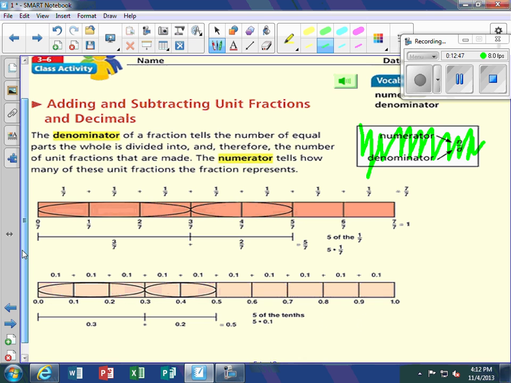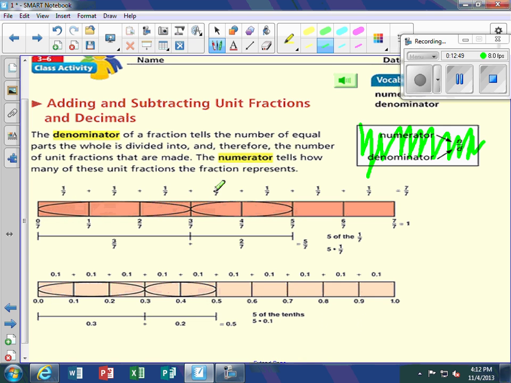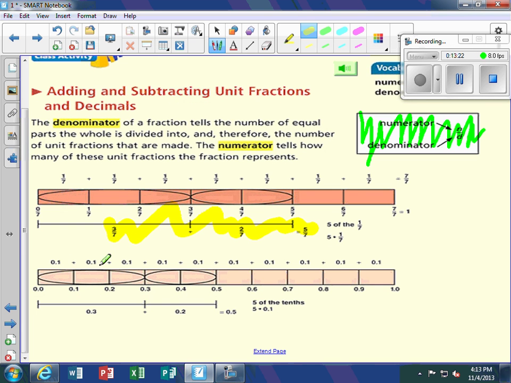So if you look right down here, 1/7, 1/7, 1/7, and so on, 7/7. 0/7, 1/7, 2/7, 3/7, 4/7, 5/7. So 5 of the 1/7, 5 times 1/7 is 5/7. Here's 1, 2, 3, 4, 5. It's just circling 3 plus 2 is 5, and the denominators are alike, so it's just 5/7.